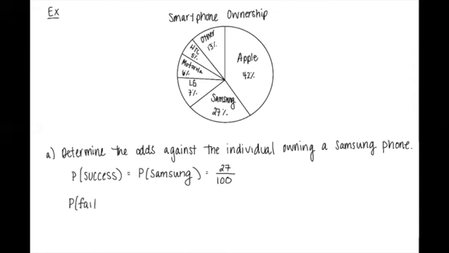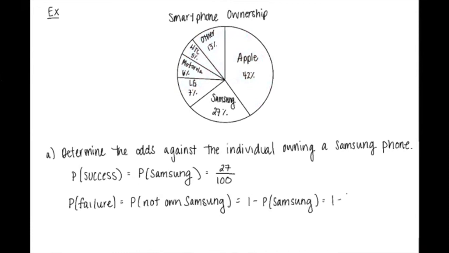Our probability of failure is the probability the person does not own a Samsung. Which you could totally add up all the percentages over here. But again, 27% of people own Samsung. That would mean 100 minus 27, or 73% of people don't own one. So this is 1 minus the probability they indeed own a Samsung, which is 1 minus 27%. So 27 out of 100, which means 73% of people do not own a Samsung. Okay.